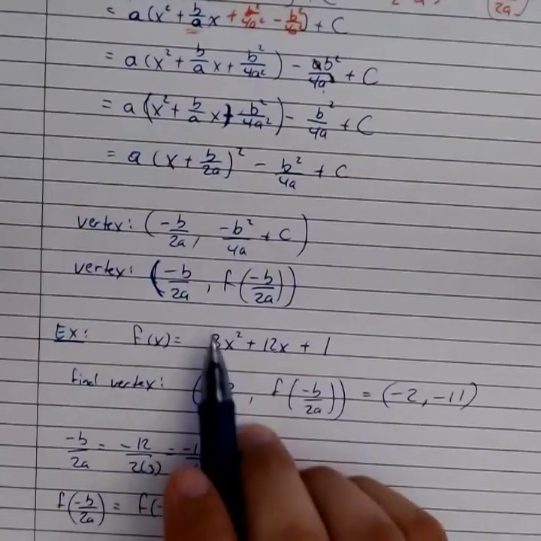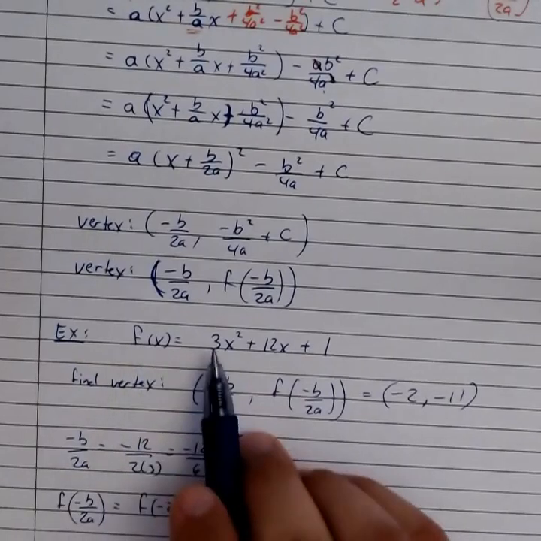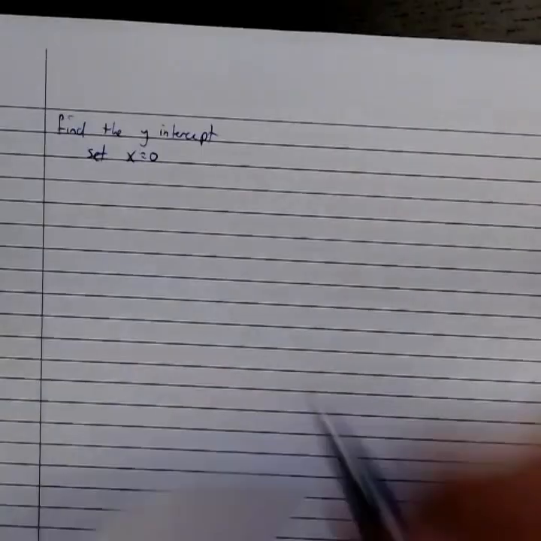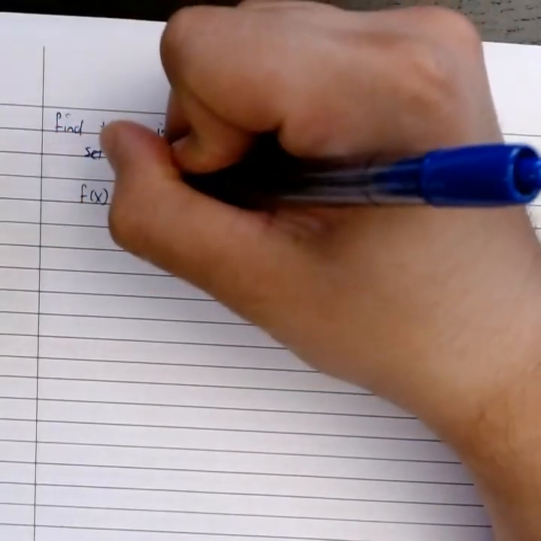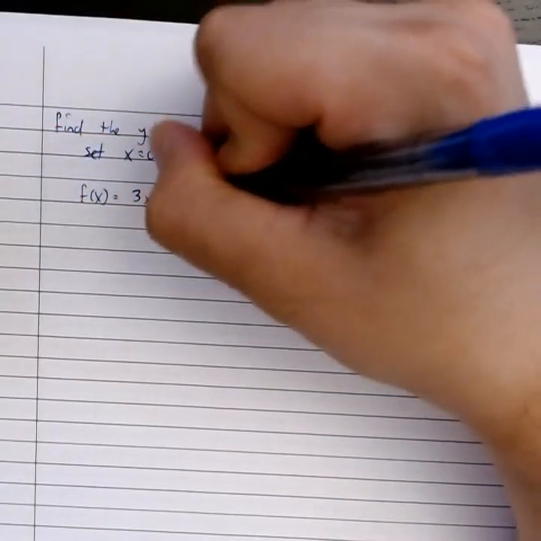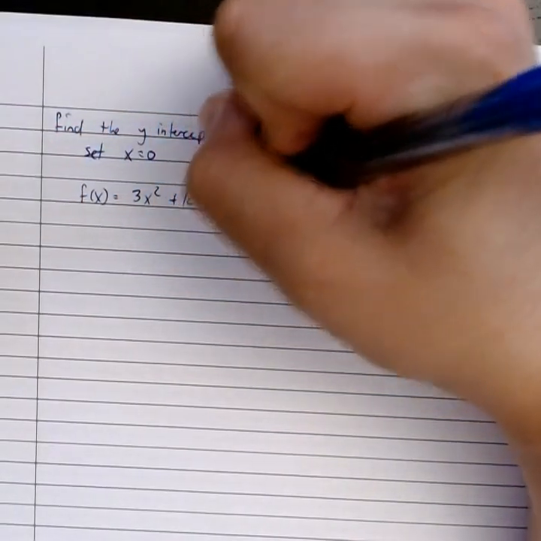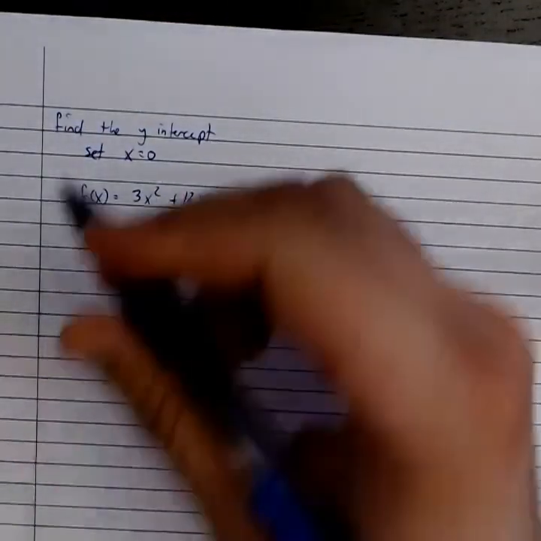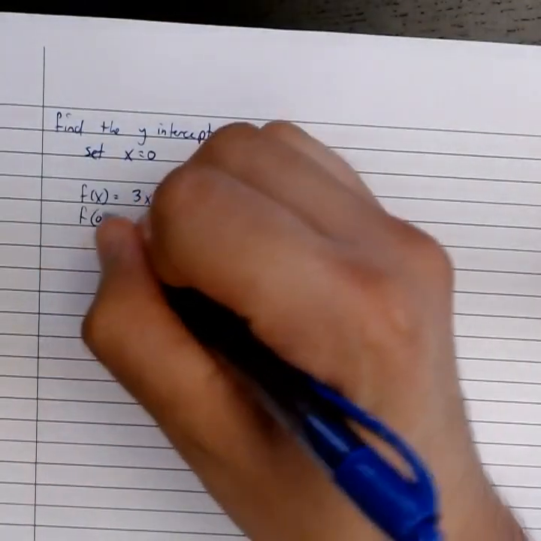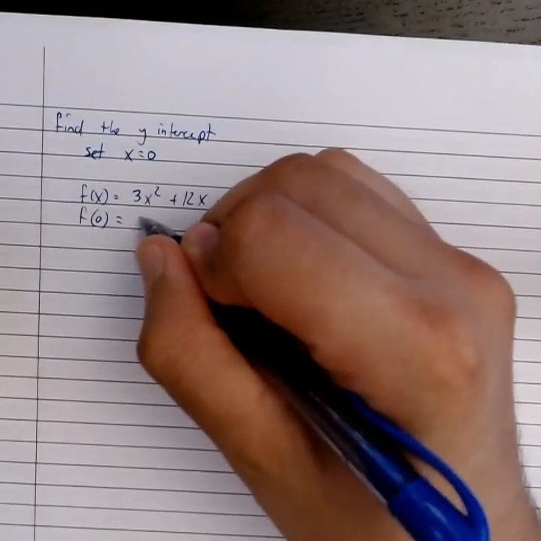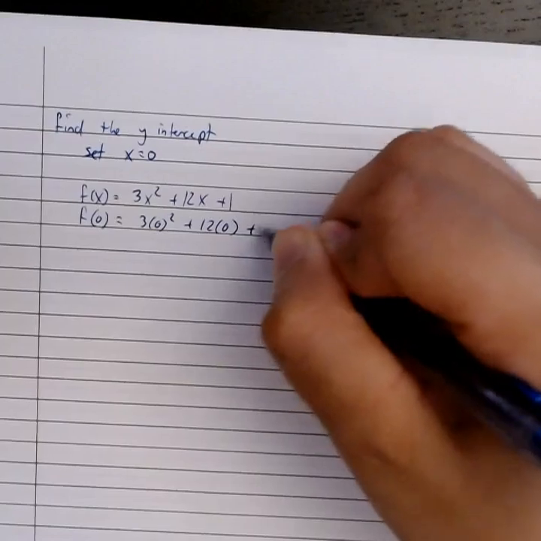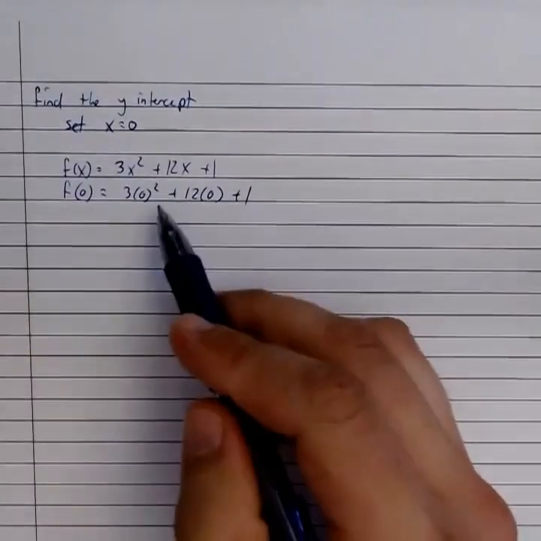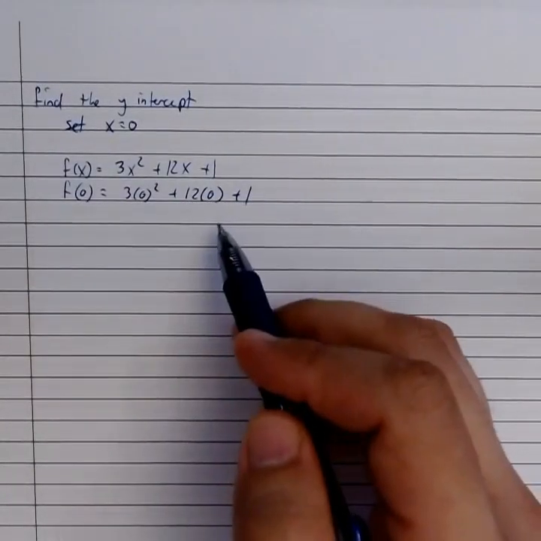Okay, well, let's do that. I have an equation right here. f of x equals 3x squared plus 12x plus 1. And what I want to do is set x equal to 0. Okay, so let's find f of 0. That's going to be 3 times 0 squared plus 12 times 0 plus 1. Oh, well, that one's nice. 0 plus 0 plus 1. That's just 1.